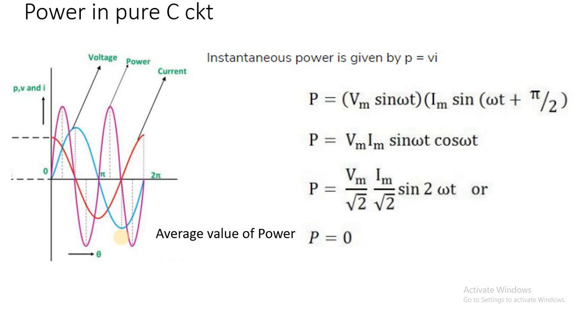So pure inductive circuit and pure capacitive circuit don't consume any power. They are lossless circuits. Whatever energy they store, the same energy they discharge in the discharging phenomenon. Only the pure resistive circuit is a lossy part. The pure resistive circuit consumes average power, and that average power formula is Vrms into Irms, or you can say Irms square into R also, that is I square R, where I is Irms. Whereas in pure inductive and pure capacitive circuits, the average value of the power is always equal to 0. Okay, so this is the power in pure capacitive circuit.